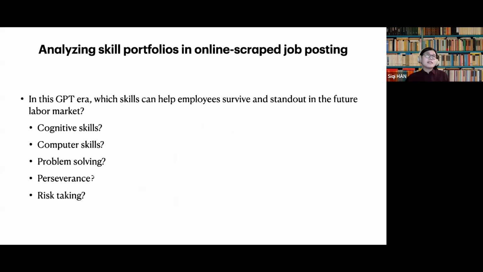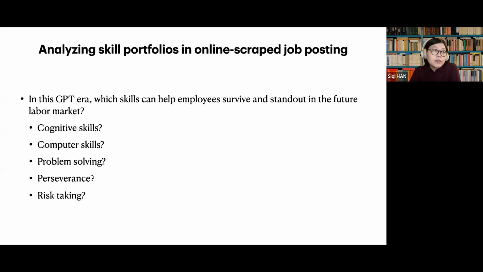And lastly, analyzing skill portfolios in online job ads. This is the work side of it. In our era, especially in this GPT era, what skills can survive? How can employees today accumulate the skills that can help them be advantageous over a long time, not be beaten by the GPT's challenge? So different scholars from different disciplines offered us a lot of explanations.